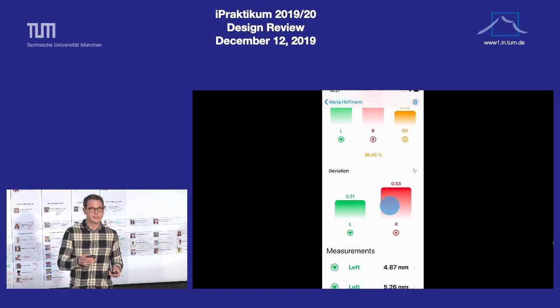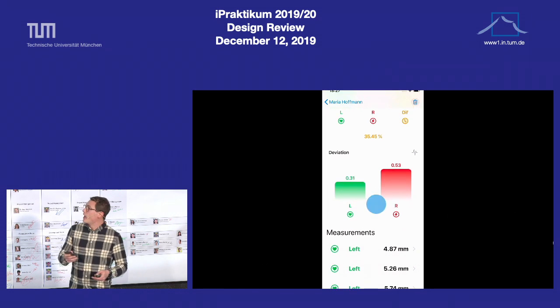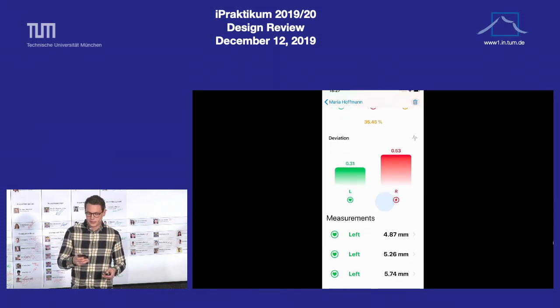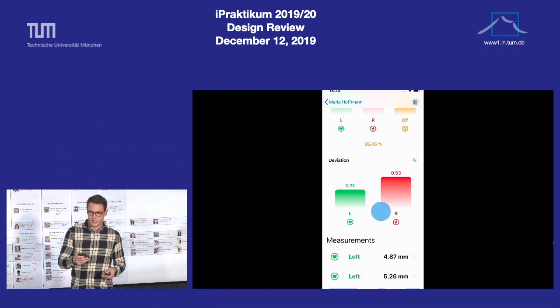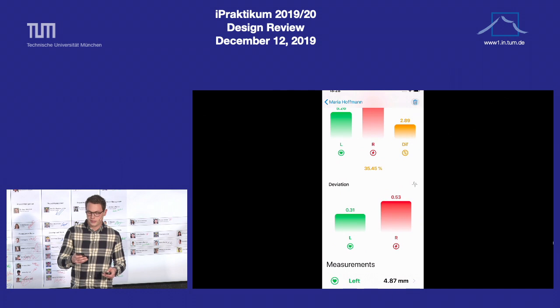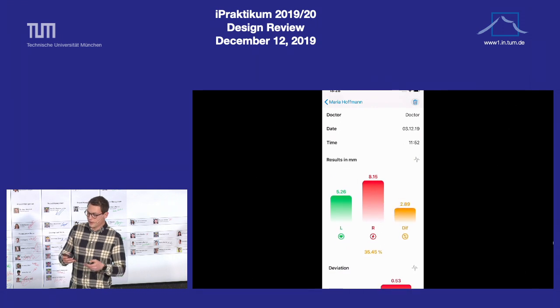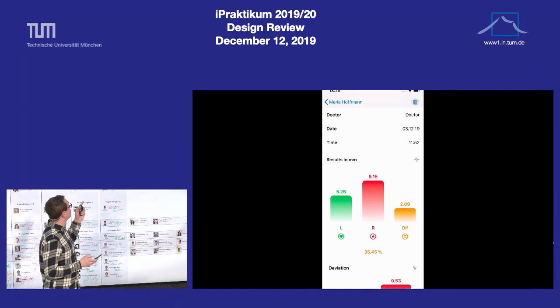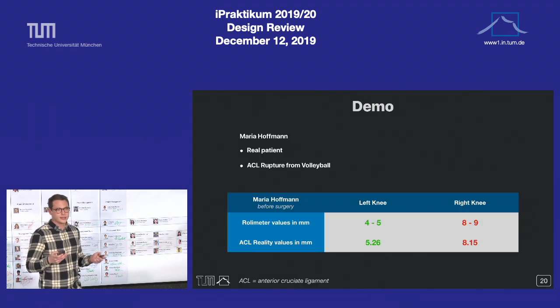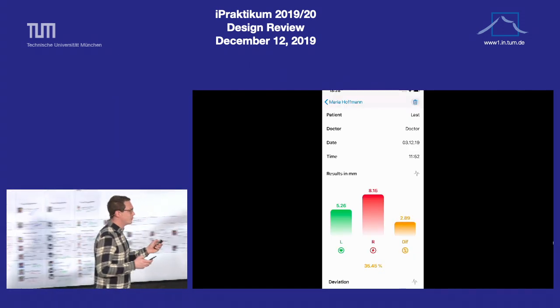Below that, we see the deviation of the measurements in both knees, in millimeters actually. And here the deviation is quite low, but a high deviation here would indicate that a few measurements went wrong, or the doctor used different forces to perform the test, which probably makes him repeat them. So as we compare the data here in the app with the data we acquired with the rollometer, you see that our app is already quite accurate and works quite well. So thank you very much, and I hand over to Antonio now for our further roadmap.